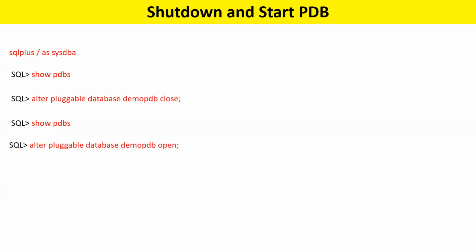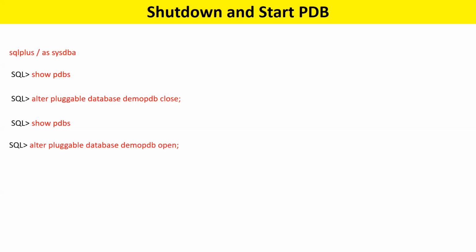Now, how can you shut down and start your PDBs? Again, you connect to your database with /sysdba, then run show PDBs. To open or close a particular PDB, you have the command called alter pluggable database. You always use this command to close or open your PDBs. Alter pluggable database, the name of your PDB, and then close to close your database. In my case, it is alter pluggable database demo PDB close. This will close your PDB, and then you can run show PDBs.